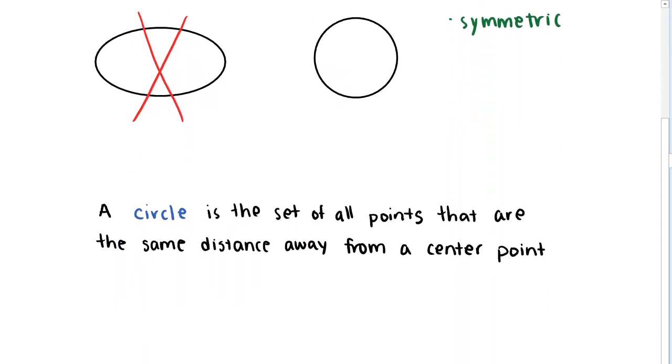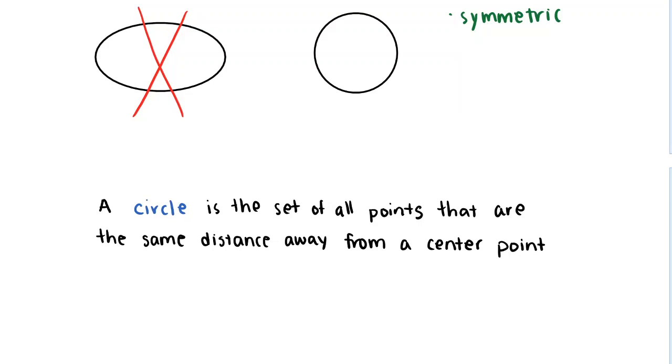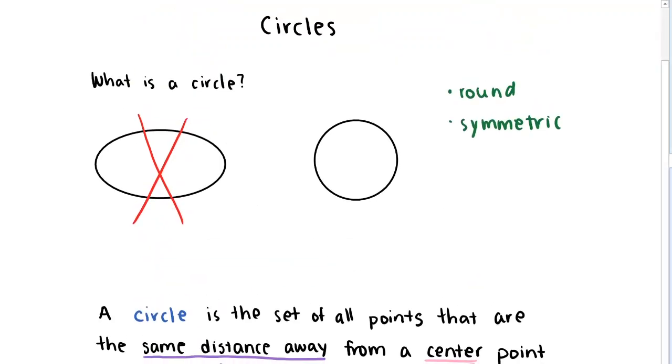A circle is actually the set of all points that are the same distance away from a particular center point. When we say the same distance away from a center point, usually we refer to that distance as the radius. So back in our picture above, here might be where that center point is, and the radius is this distance here. Every point is that same distance away, a radius distance away from the center.